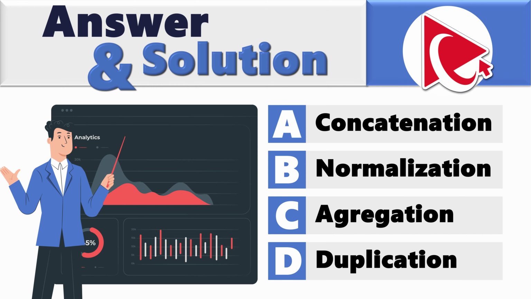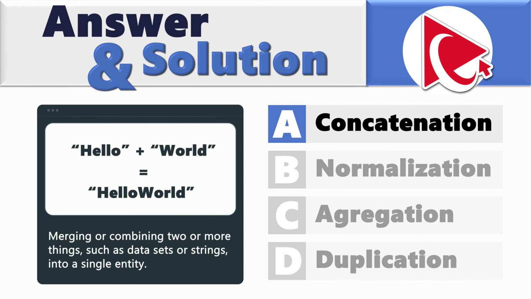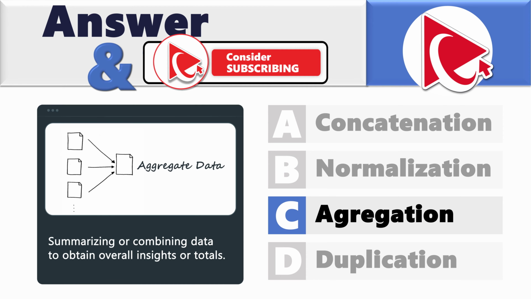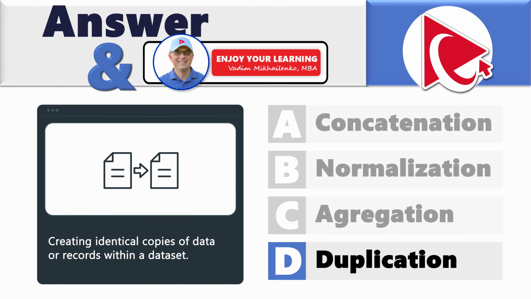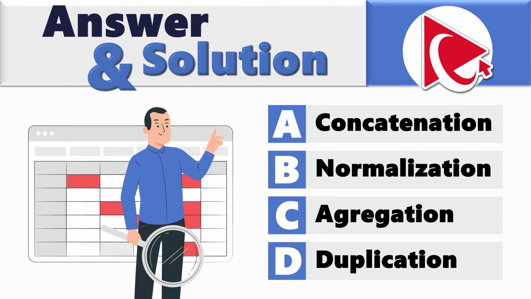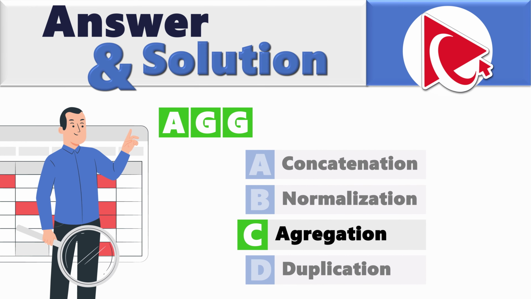To be able to best answer this question, let's understand the meaning of each word. Concatenation stands for merging or combining 2 or more things, such as datasets or strings, into a single entity. Normalization is adjusting and scaling data to a standard format or range for consistent analysis. Aggregation is summarizing or combining data to obtain overall insights or totals. And last but not least, duplication is creating identical copies of data or records within a dataset. I'm pretty sure you figured it out by now. The misspelled word is choice C, aggregation. The correct spelling is A-G-G, 2 G's here in this word, R-E-G-A-T-I-O-N.